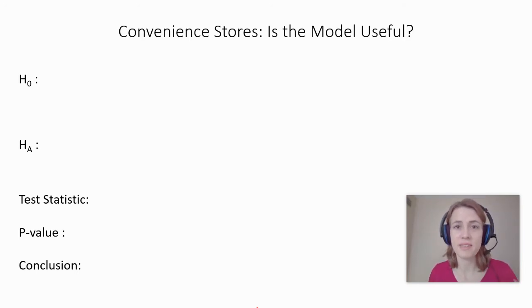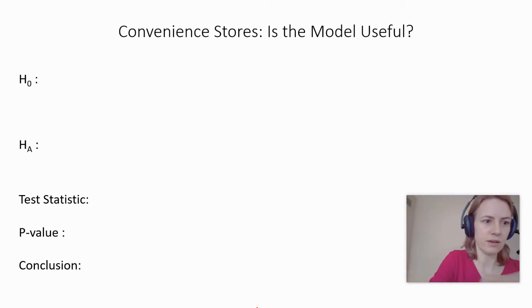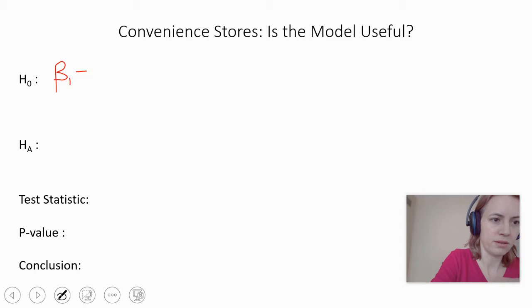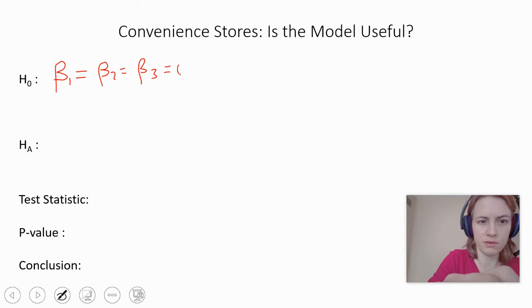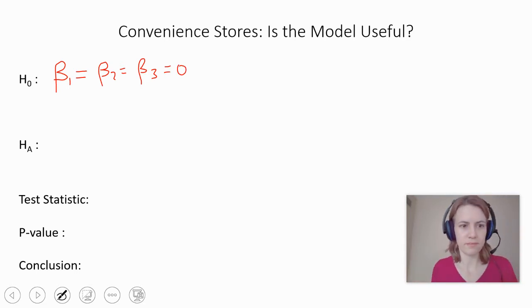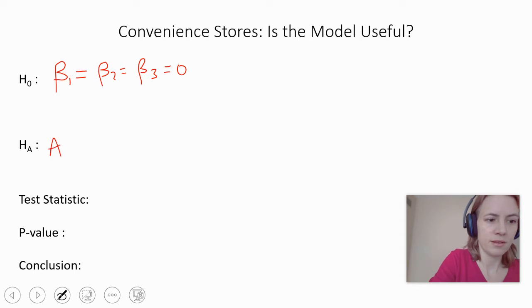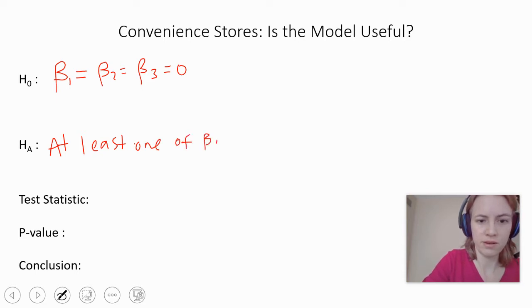The null hypothesis was that none of our predictors were useful at predicting these sales. So we have this compound hypothesis where all the beta coefficients are equal to 0. So that's beta 1 and beta 2 and beta 3 all equal to 0, versus at least one of beta 1, beta 2, or beta 3 does not equal 0.